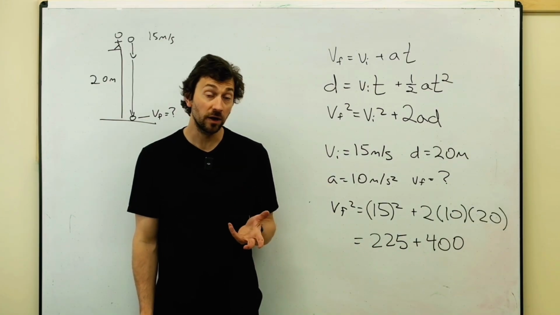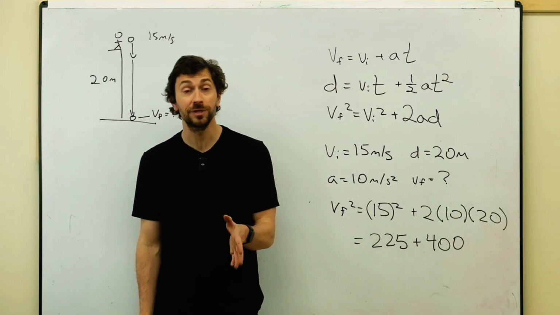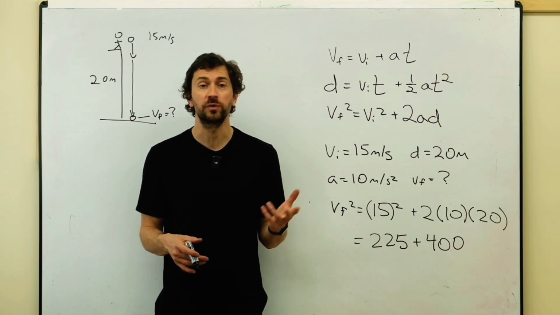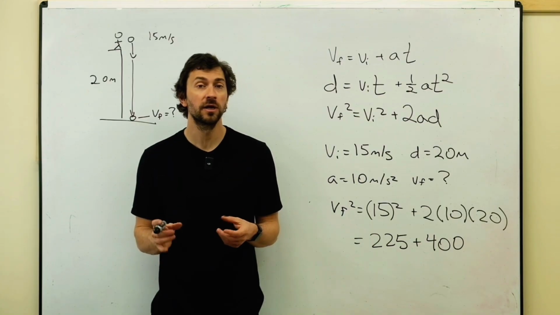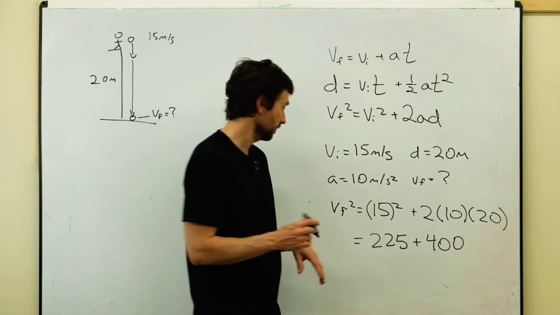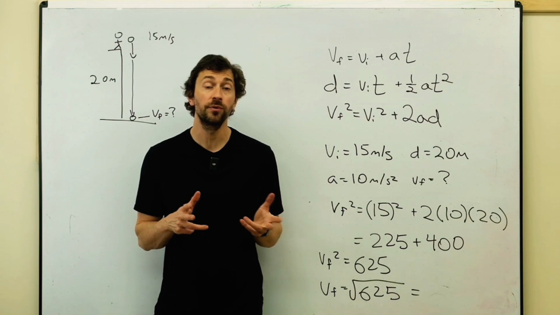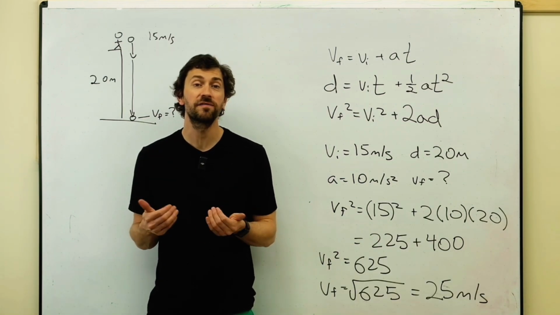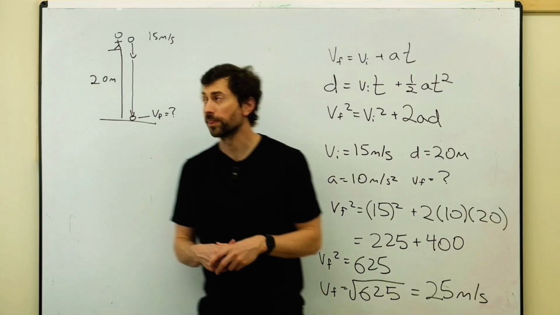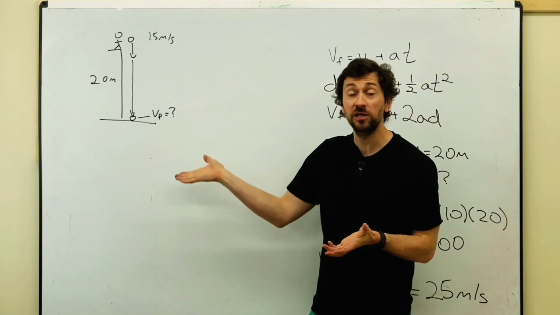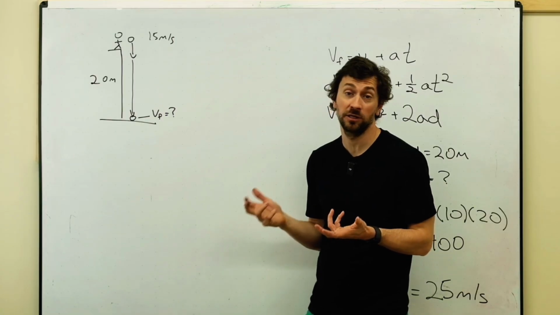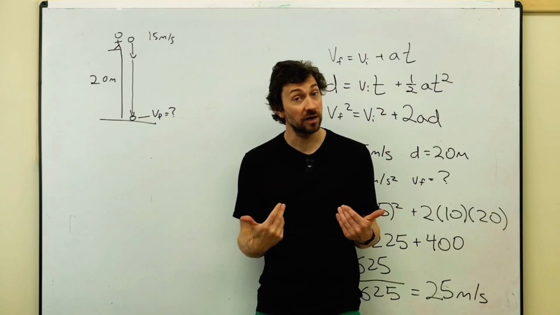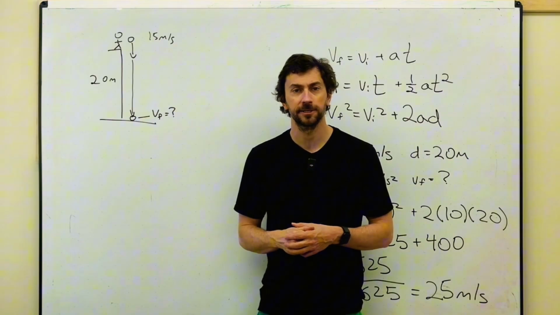I get Vf squared equals 15 squared plus 2 times 10 times 20. So we do all that math and we get 225 plus 400. So Vf squared equals 625. So I just need to take a square root on each side. Very convenient. This one's actually exactly 25 meters per second. So the ball is thrown with 15 meters per second and it gains some velocity because of the acceleration due to gravity. At the end, it's traveling faster. It's traveling at 25 meters per second.